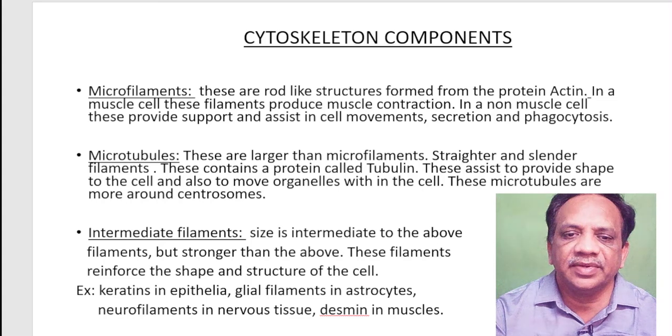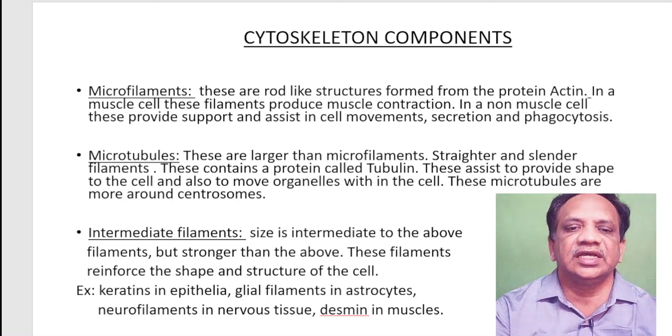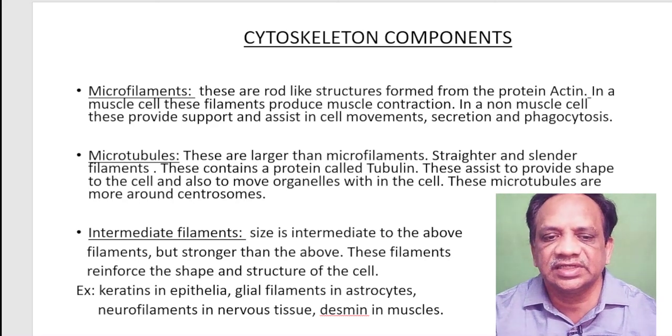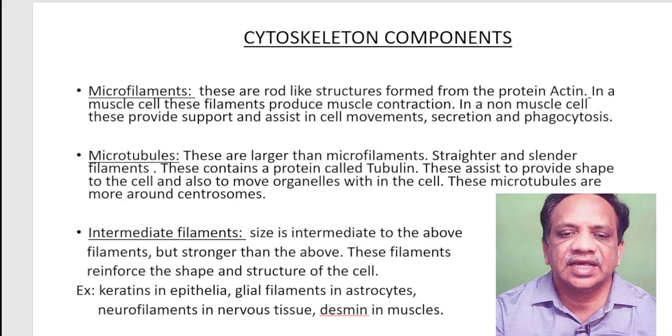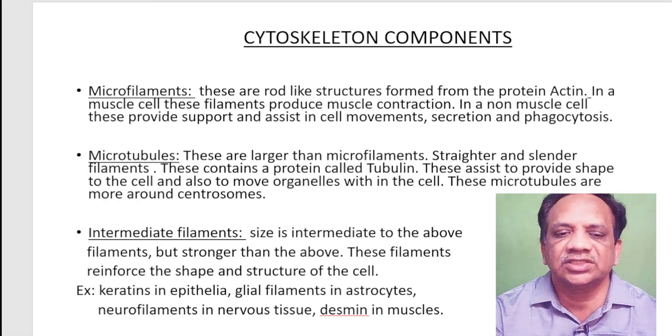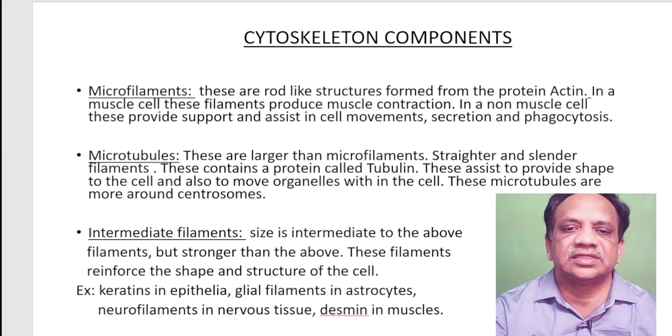The intermediate filaments are intermediate in size to the above two filaments, but stronger than the above. These filaments reinforce the shape and structure of the cell. Examples are keratins in epithelia, glial filaments in astrocytes, neurofilaments in nervous tissue, and desmin in muscles.